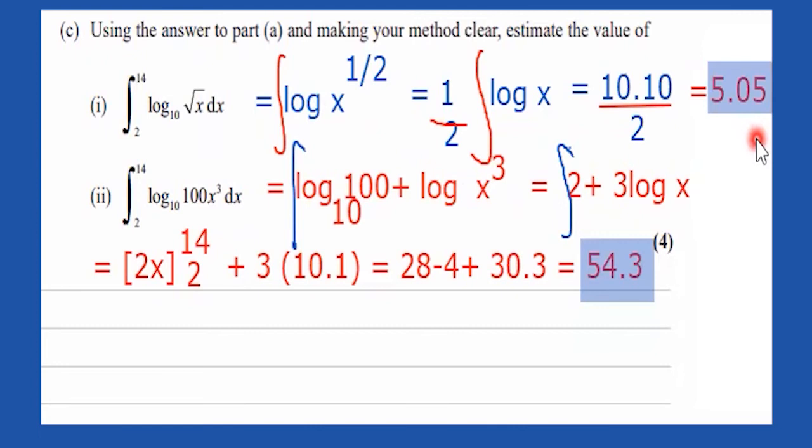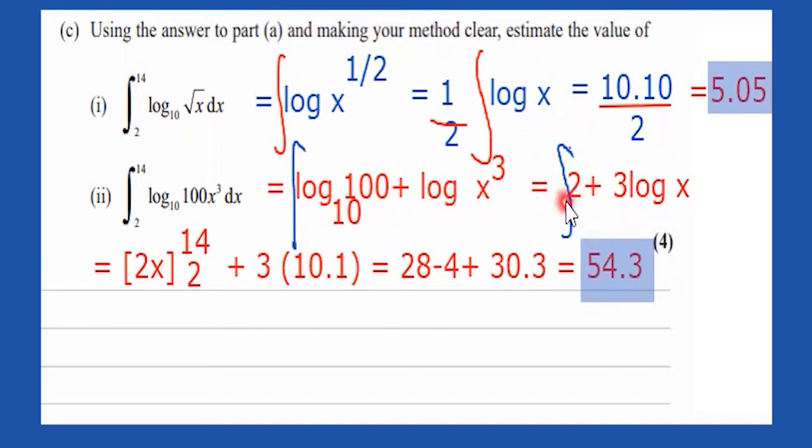Now part C, question 2 says we want to evaluate the integral of log of 100x cubed. So we use our laws of logarithm to separate it out into log of 100 plus log of x cubed. Now log of 100 base 10 is simply log of 10 squared, which is 2 log 10, which is just 2. So we want to integrate 2 plus log of x cubed, which can be written using the logarithm laws as 3 log x.